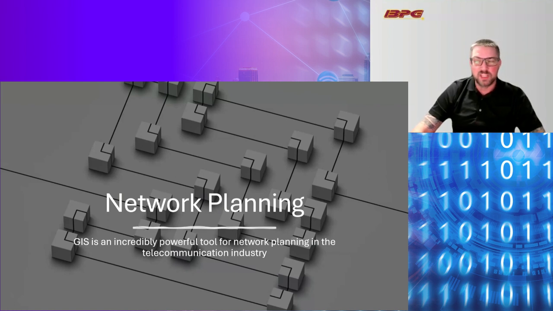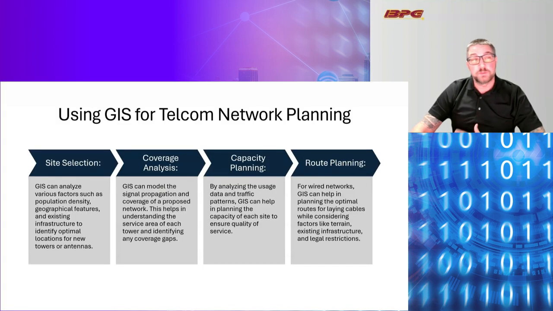It enables better management decision-making. Specifically for the telecom industry, you can see there's four big areas that we like to focus on using GIS for. Site selection. The GIS can analyze various factors such as population density, geographical features, and existing infrastructure to identify optimal locations for towers or antennas as it relates to cellular telecommunication networks.